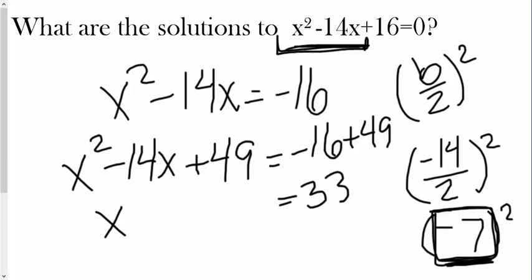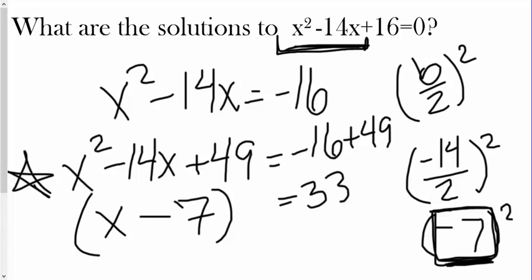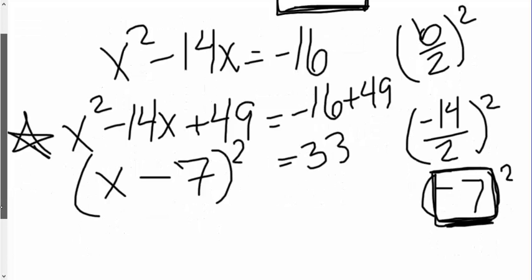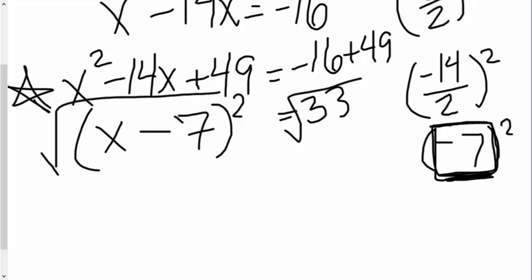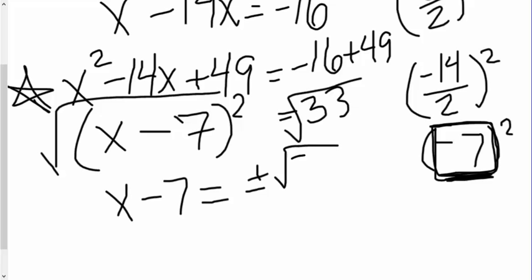Now, in terms of this side over here, like I said earlier, we're trying to make that a perfect square trinomial, right? So this would be (x - 7)², again, just what b divided by 2 is, squared. So now, to solve for that, I have to take the square root of both sides. So that gives me x - 7 = ±√33.